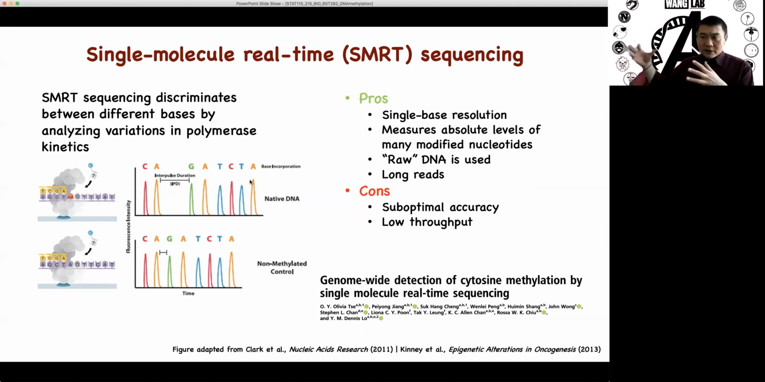So PacBio measures the kinetics of DNA polymerase incorporation, right? So when the base is modified, this kinetics changes a little bit, right? So they wanted to capture that, right? So they've been working on this for over a decade, but the quality has always been suboptimal, right? Until recently, right? So this paper, I think, just came out maybe a month ago. My prediction is it's going to change the game, right?